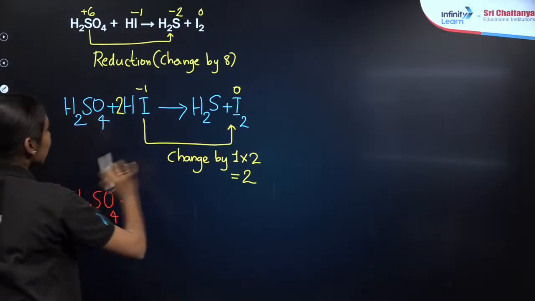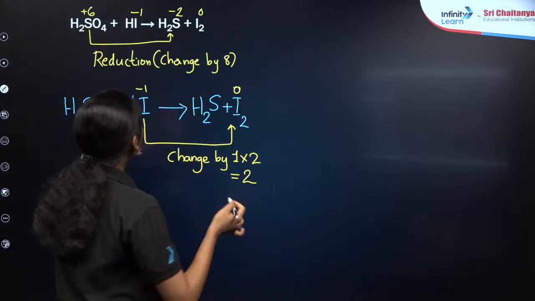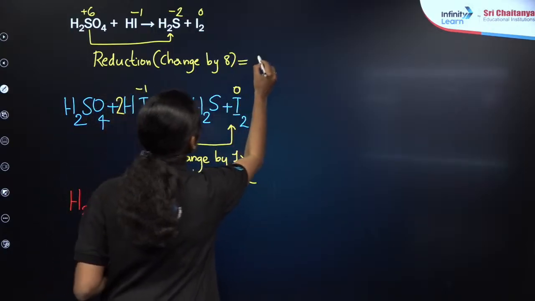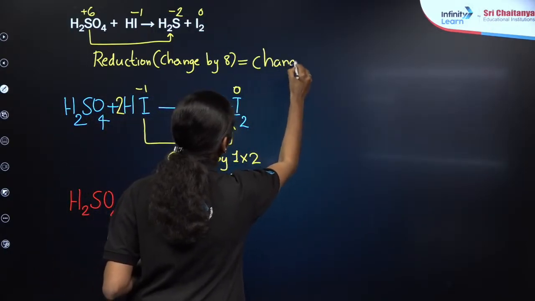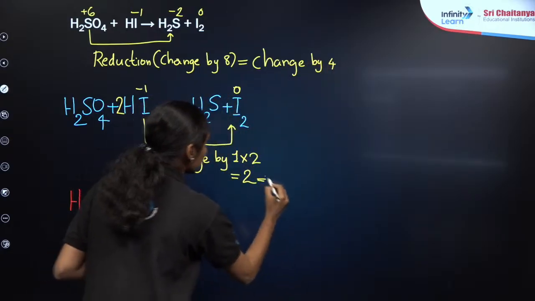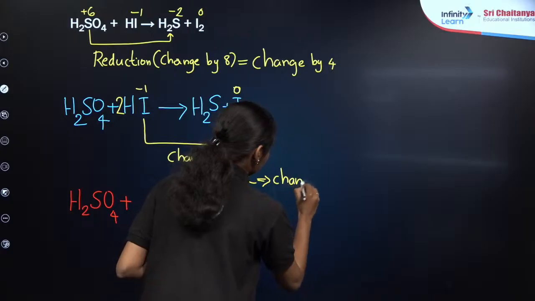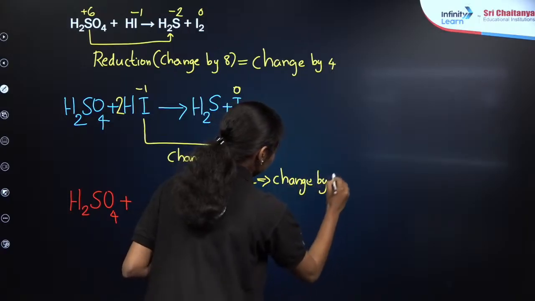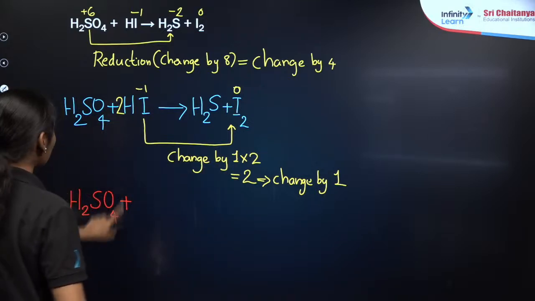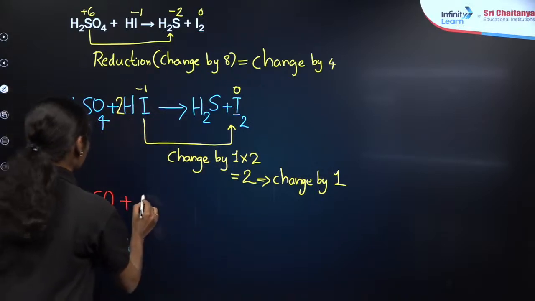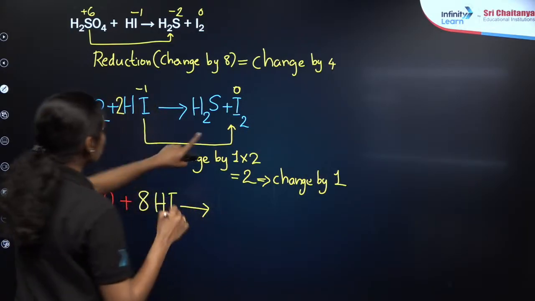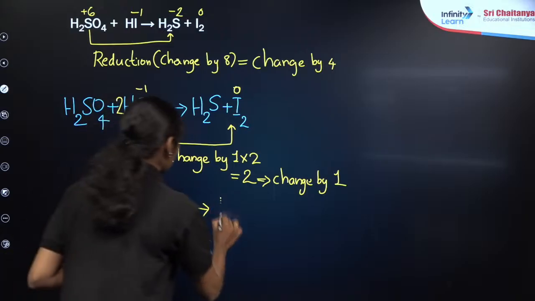One more point to note is that if there is any possibility to simplify these numbers, you can change them. I am just dividing by 2, it will become change by 4. Because I am dividing by 2, the other will become change by 1. Now we have to cross multiply here: 1 into H2SO4 plus 2 into 4, that is 8 HI, right? 8 HI gives how many H2S? 1 into H2S, right?